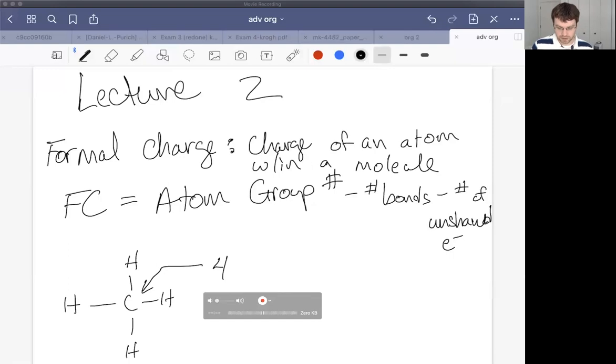It's also equal to its valence minus the number of bonds. There are 4 lines to carbon. It has 0 unshared, or lone pair, or non-bonding electrons. And so 4 minus 4 equals 0. The formal charge is then equal to 0. We could put a little 0 over this, but nobody does that. If there's no charge, we just don't label it with anything.